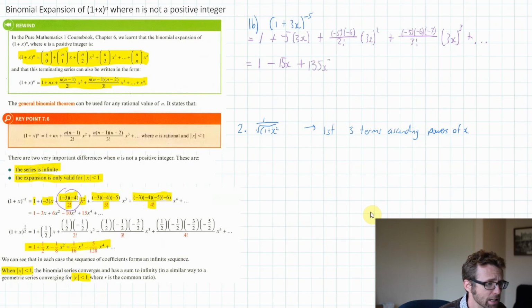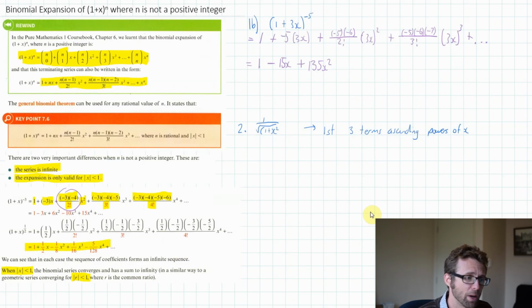Nice. Okay, the next one is going to be a negative number because we've got minus 5 times minus 6 times minus 7. Let's see what that is, minus 5 times 6 times 7, and we're going to divide that by 6, as 3 factorial is 6.